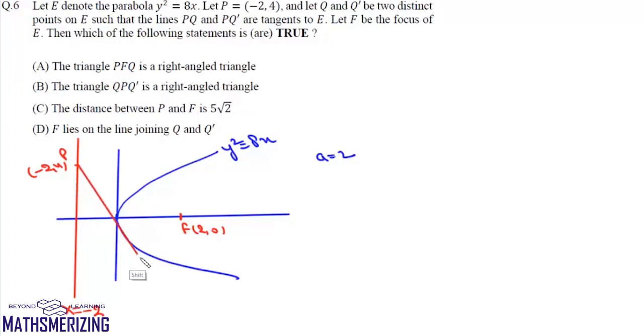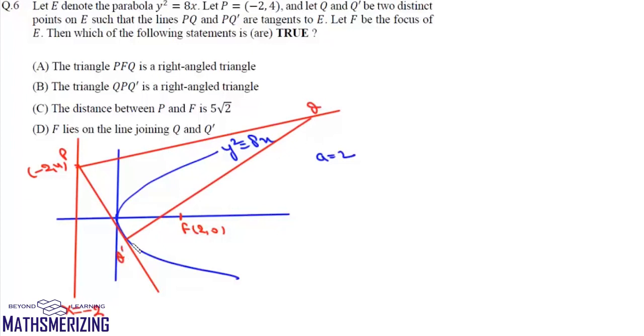Now from this P, we'll draw two tangents. So it will be tangent at some place, and then we can join this. Suppose this is Q and this is Q dash. That is simple property that from any point on directrix, perpendicular tangents can be drawn to parabola. So this triangle PQQ dash will be a right angle triangle. So this option B is correct.